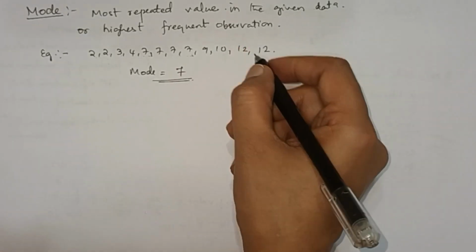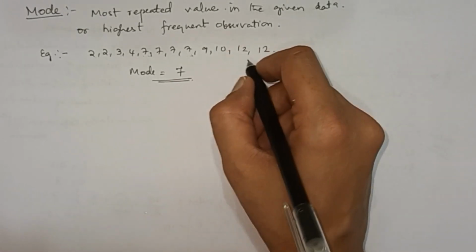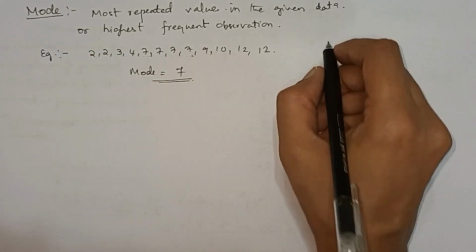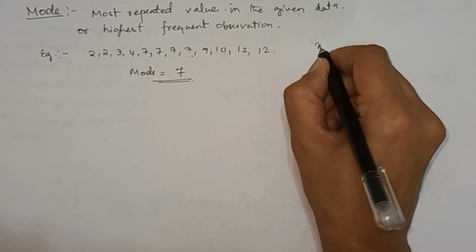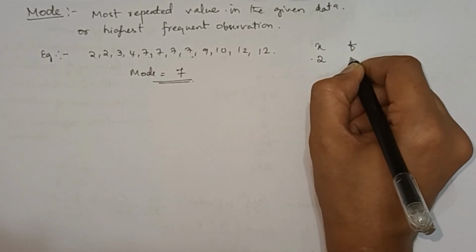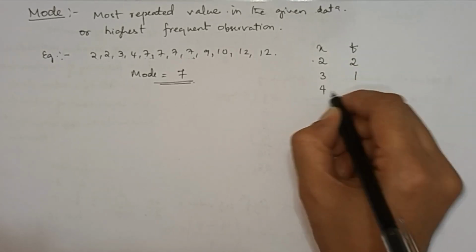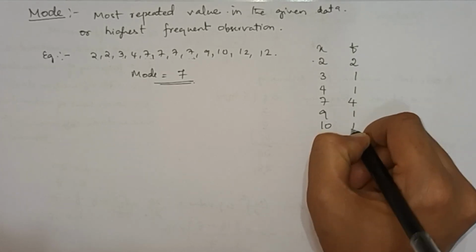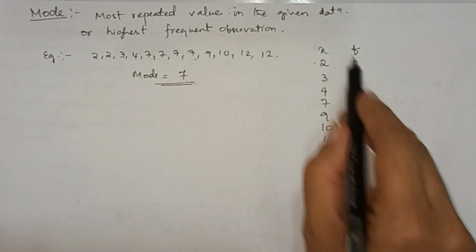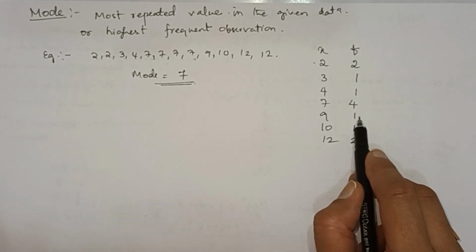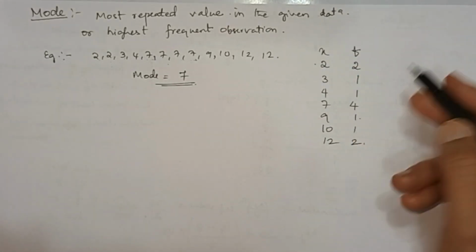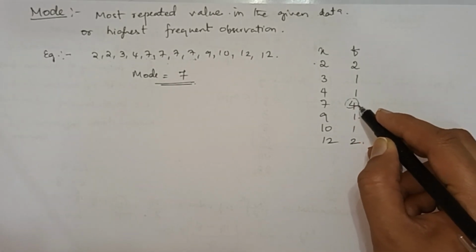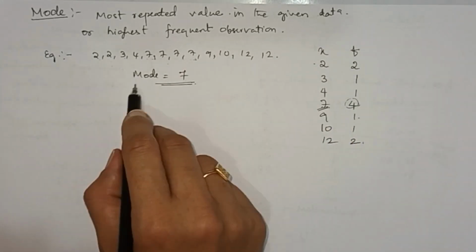If you have discrete data with frequencies, then you have to check the data value with the highest frequency. Even if you write the same data as frequency distributed data: 2 is repeated 2 times, 3 is repeated once, 4 is repeated once, 7 is repeated 4 times, 9 is repeated once, 10 once, 12 twice. So the same data is now transferred to a frequency distribution. If the data is given like this, then the data value with the highest frequency, here the highest frequency is 4, the data value is 7, so mode equals 7.